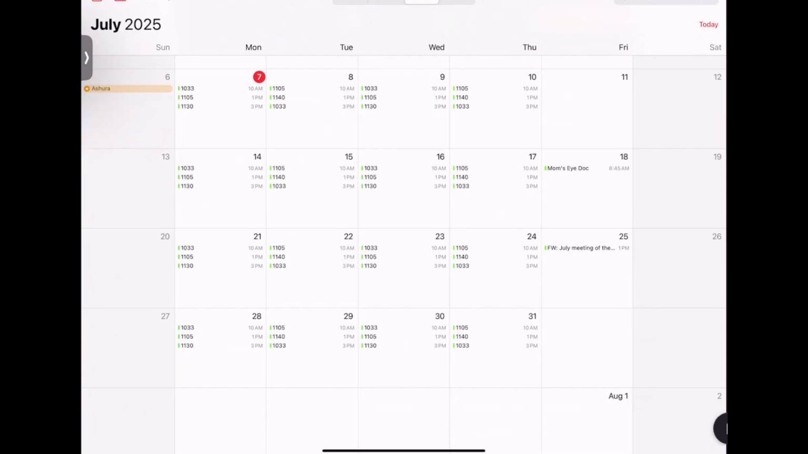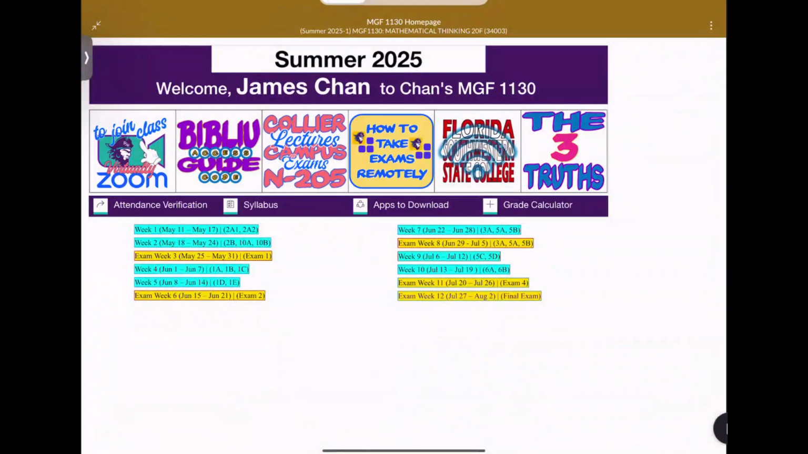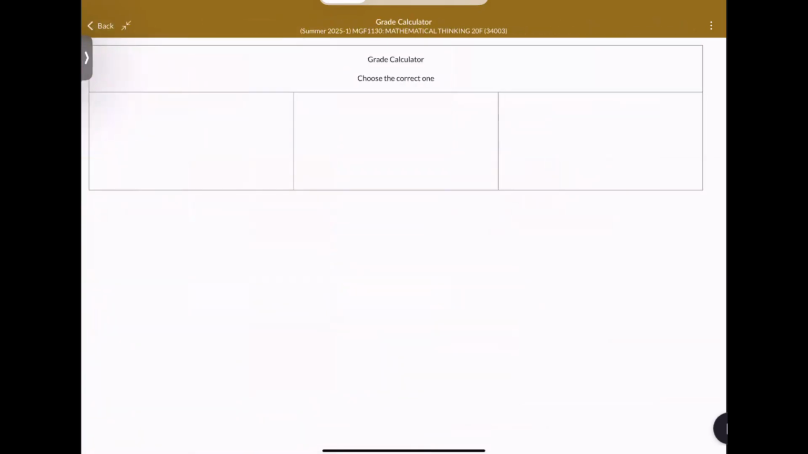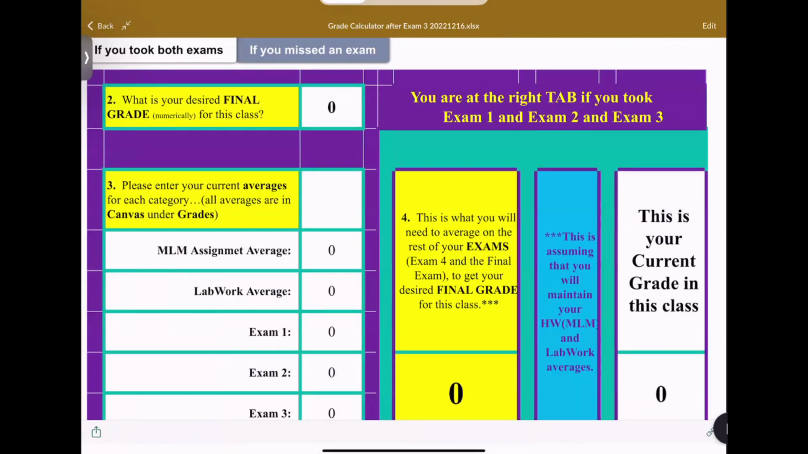Okay. Next thing. For the ones that might think, should I drop this class? Should I stay in the class, because last day of drop is 7/9? To do that, you might want to open the grade calculator after exam 3 and download it and open Excel. And see, if you do this, you'll know what you need to average on exam 4 and the final exam to get the grade that you want.